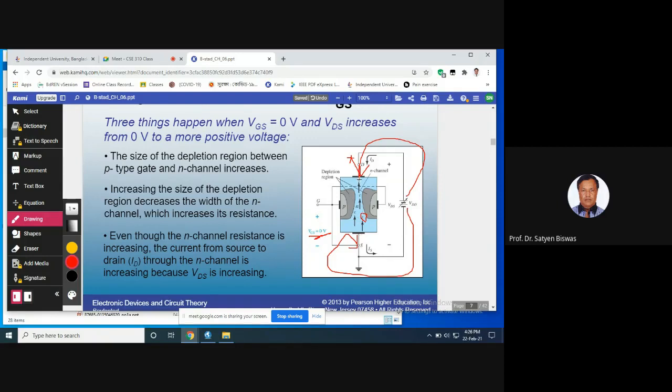And then what happens to the current? Current will be opposite, right? There will be current here. This is a current. Current will be going from top to bottom, and electrons will go from bottom to top. And here you see ID. ID is the current, drain current. So current is going from top to bottom, and electrons will go from bottom to top.